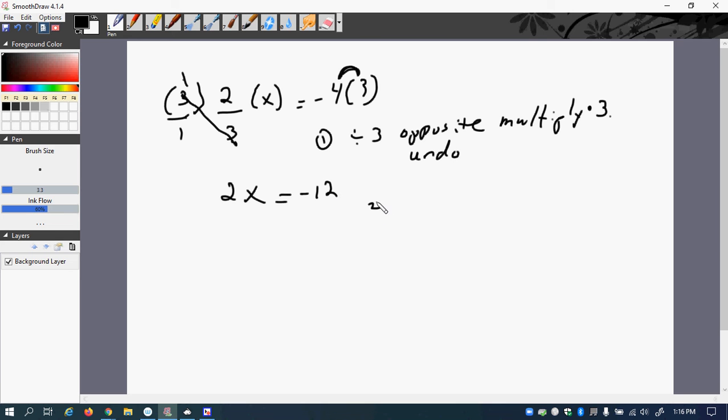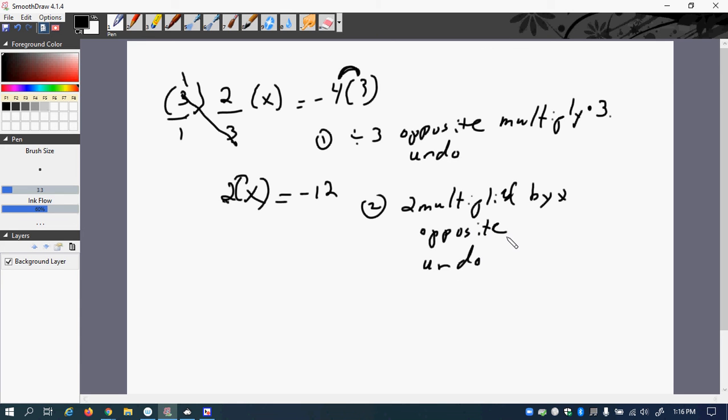Okay. Second step, we have to get rid of the dos, the 2. This is multiplication, so 2 is multiplied by x. So opposite or undo is divide by 2. So dividir 2. Always opposite. 2 dividir 2 is uno. So we get x equal to negative 12 dividir 2 is negative 6. So we do check. Always do check.